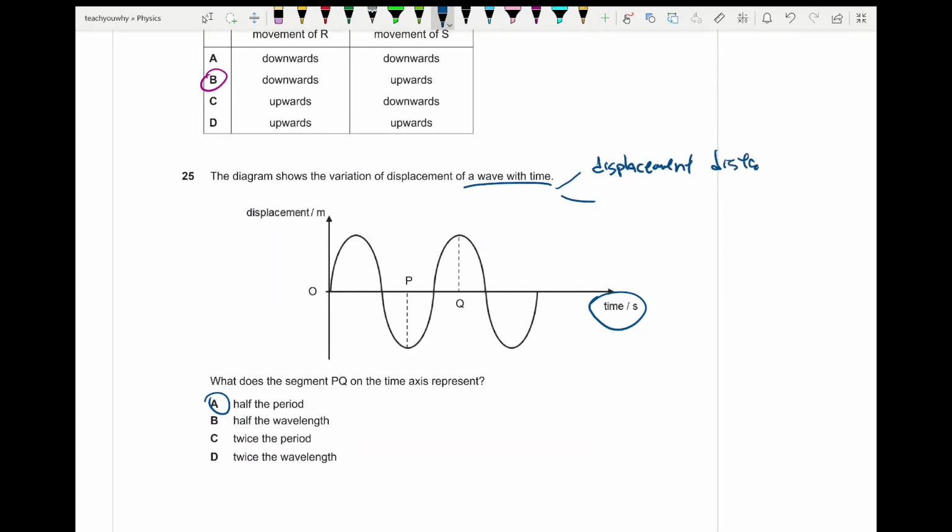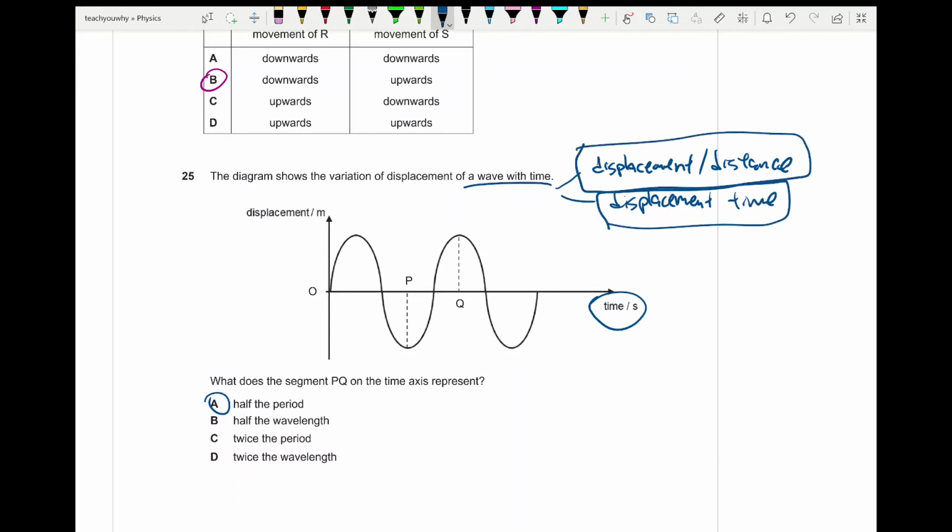and your displacement-time. Two different graphs tell you two different things. If you have a displacement-time graph, this length here represents the time that it changes. So where is one period? One period is from here to here. So therefore, from here to here is half a T. Therefore it is B.